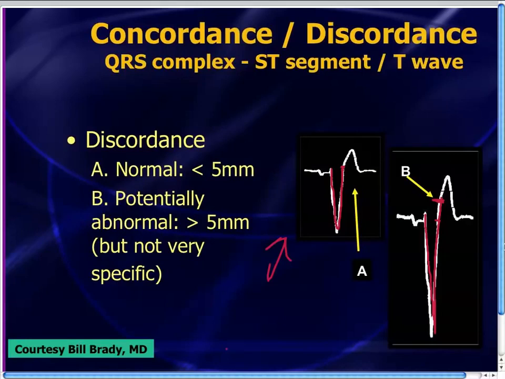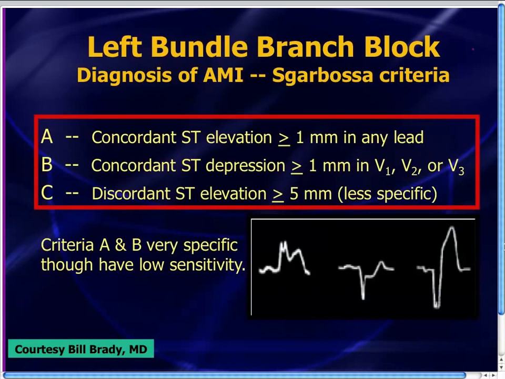So, just to recap here, we normally want to see the ST segment in the opposite direction of the QRS by a few millimeters. But if the ST segment is in the opposite direction by more than 5 millimeters, that would be considered bad. And so we talk about the Sgarbossa criteria, which I'm listing up here, and I'm going to call these A, B, and C.